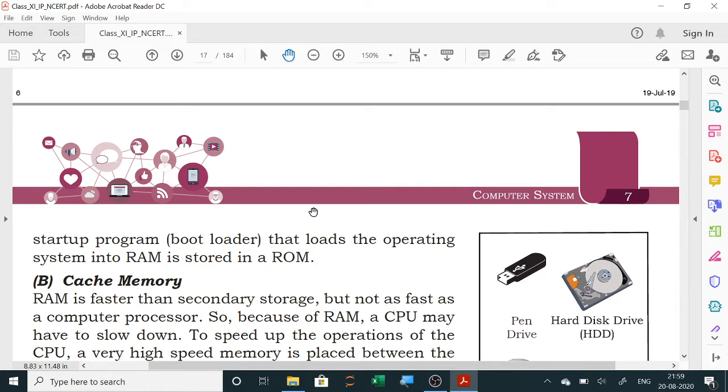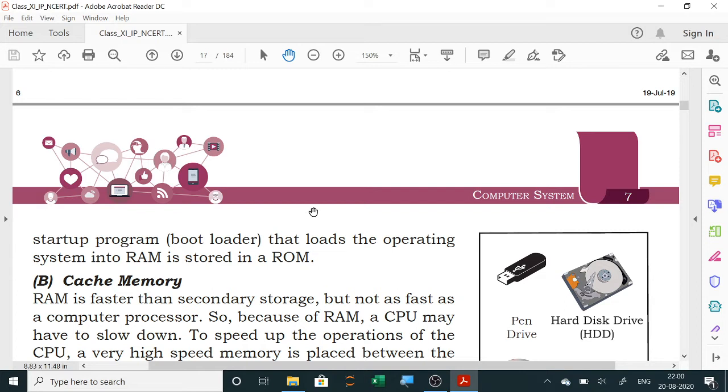So here what is written, that ROM is read-only memory, it is non-volatile or permanent in nature, and in that we store the startup program, that is our bootloader that loads the operating system, that is Windows or whatever operating system you are using, into RAM.